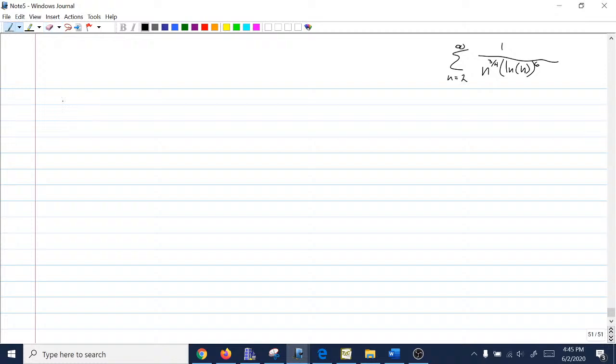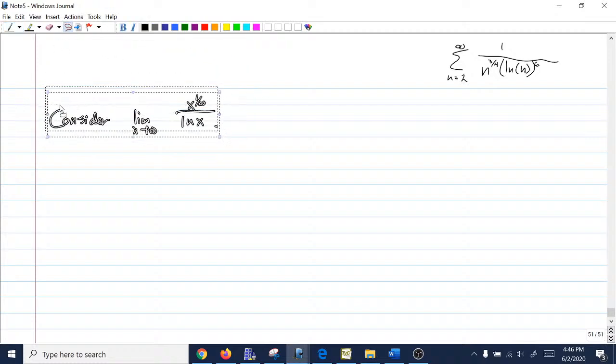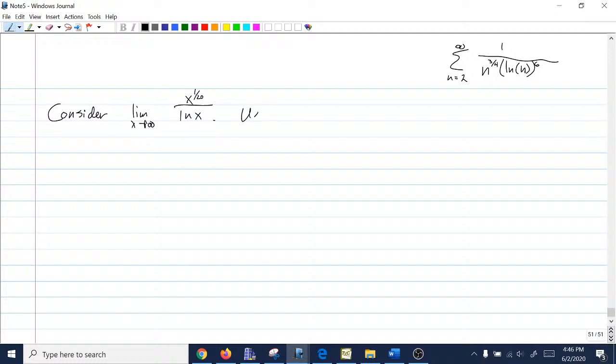We're going to start by considering the limit as x goes to infinity of, what was it? It was x to the 1/20th over log x. That is the start of our explanation. Using the infinity over infinity version of L'Hopital's rule, I think there's an accent on the A in L'Hopital's rule also.